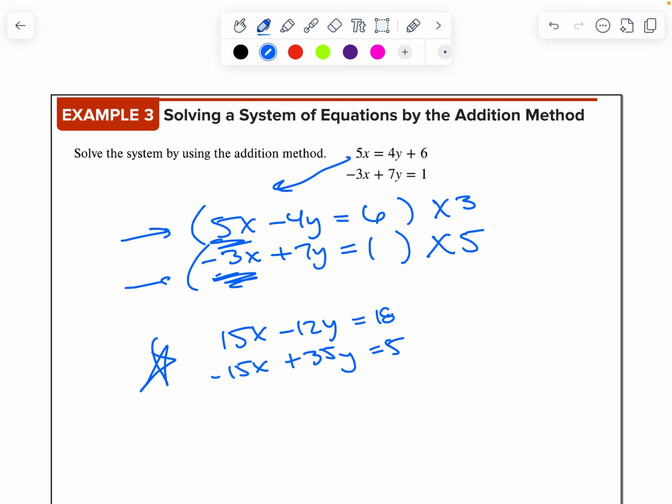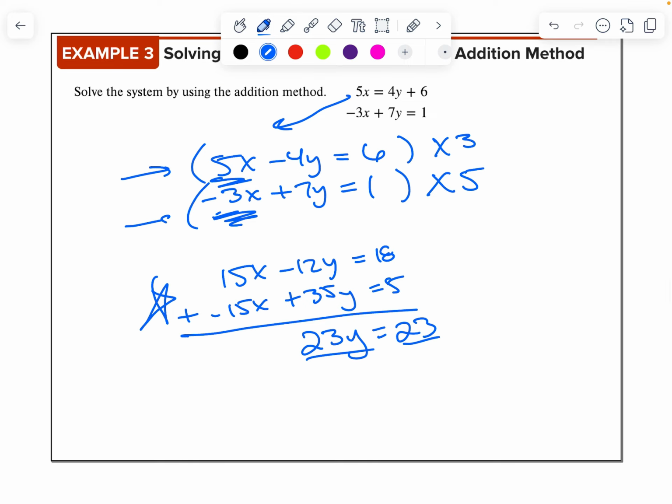Notice now that the x's are the same but opposite, and so now if I add these two equations together, I'll end up with no x's, right? I'll end up with 0. And then 35 minus 12, or negative 12 plus 35, either way you want to look at it, is 23x. I'm sorry, that's a y, 23y. 18 plus 5 is 23. I can divide both sides by 23 and get y equals 1.